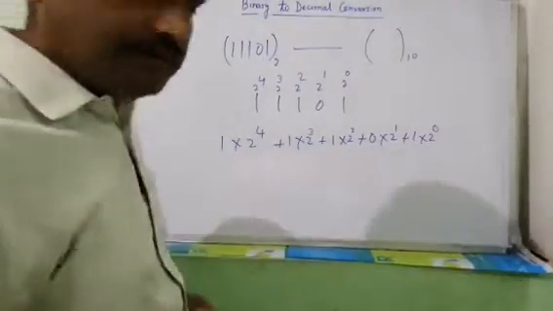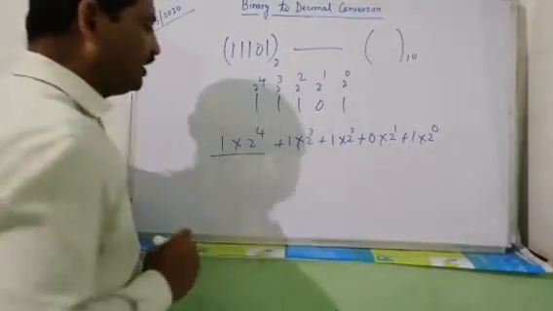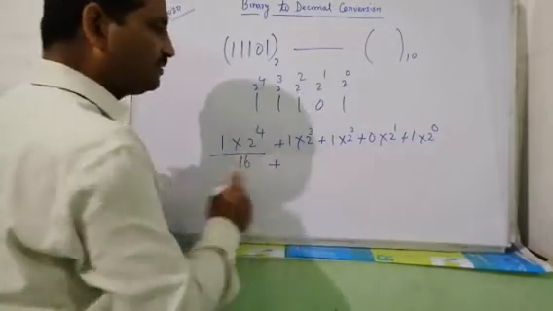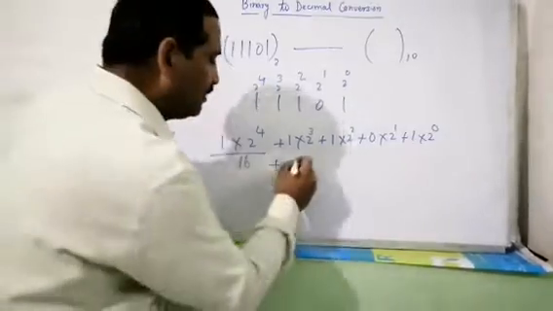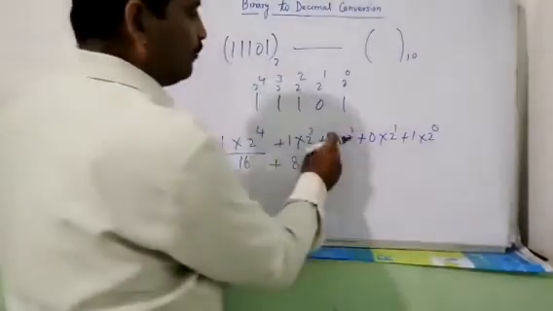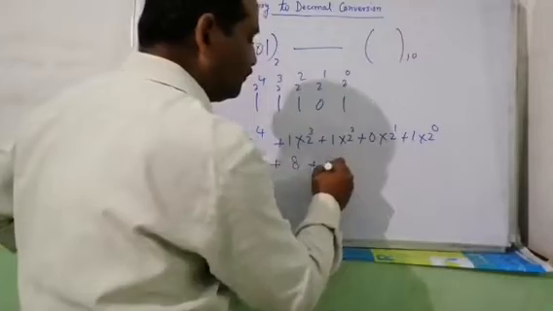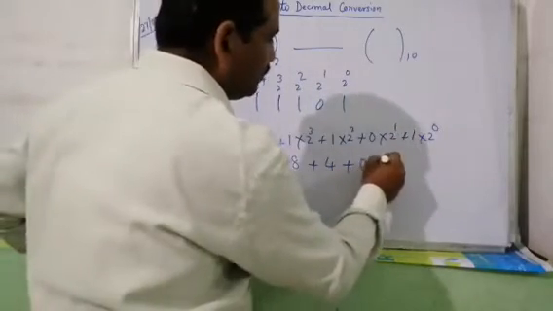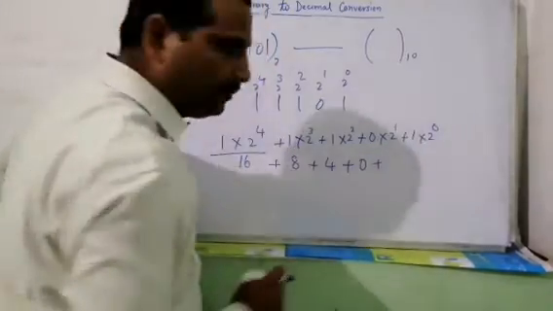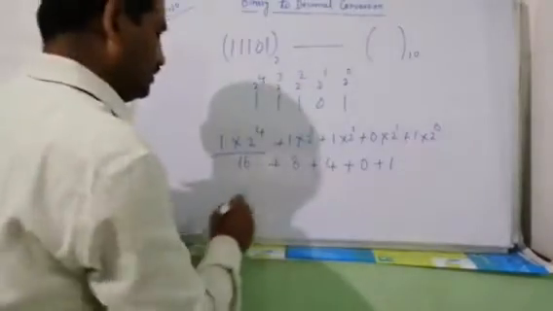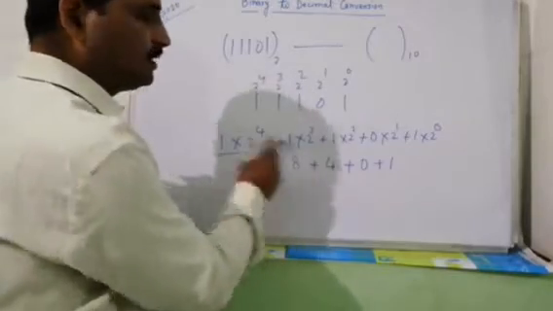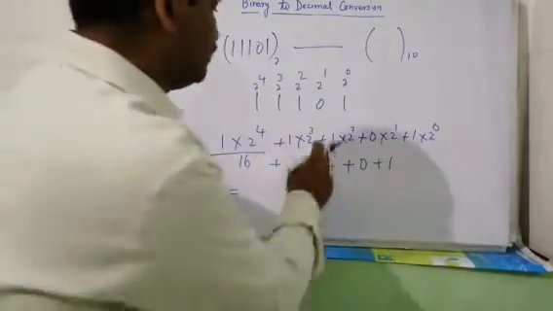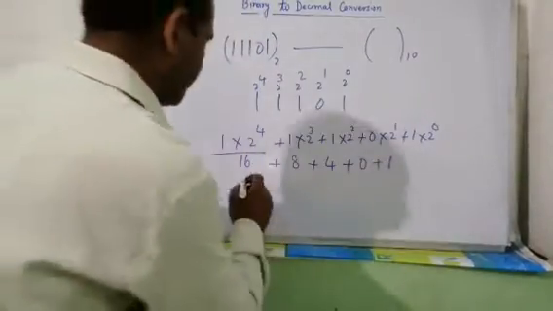Now we have to find the sum. 1 into 2 to the power 4 will be 16, plus 1 into 2 to the power 3 will be 8, 1 into 2 to the power 2 will be 4, 0 into 2 to the power 1 will be 0, 1 into 2 to the power 0 will be 1. Now 16 plus 8 is 24, 24 plus 4 is 28, 28 plus 1 is 29.